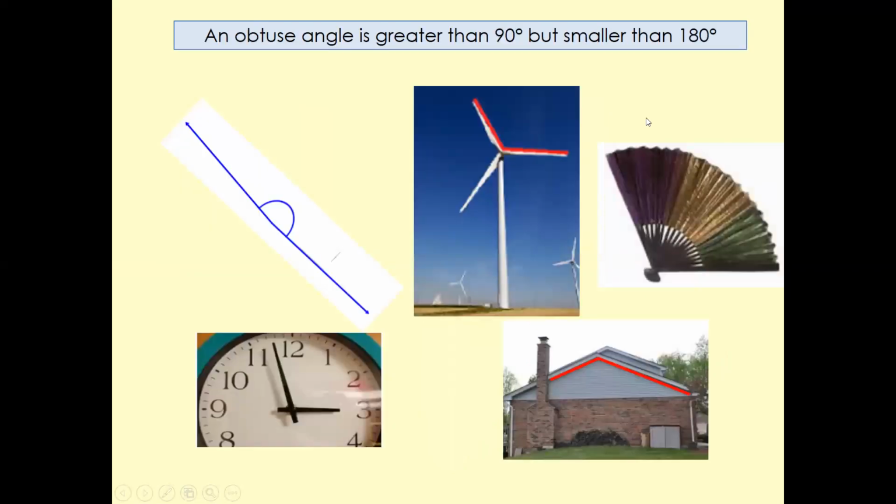Let's see the next type of angle, which is an obtuse angle. An obtuse angle is greater than 90 degrees, but smaller than 180. If you don't know what 180 means, it's a straight line. A straight line is always 180 degrees. So if an angle is greater than 90 degrees but smaller than 180 degrees, that angle is what we call an obtuse angle. Think of a few examples where you can spot an obtuse angle. There are a few here for us.